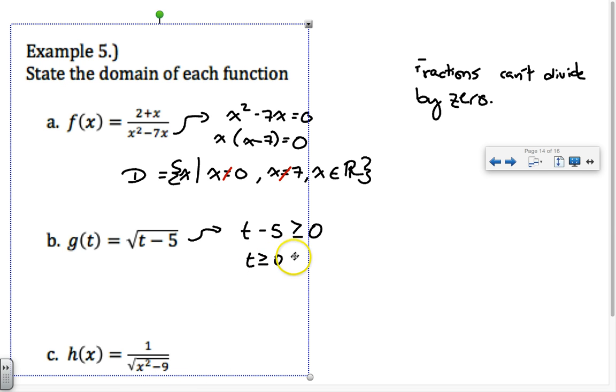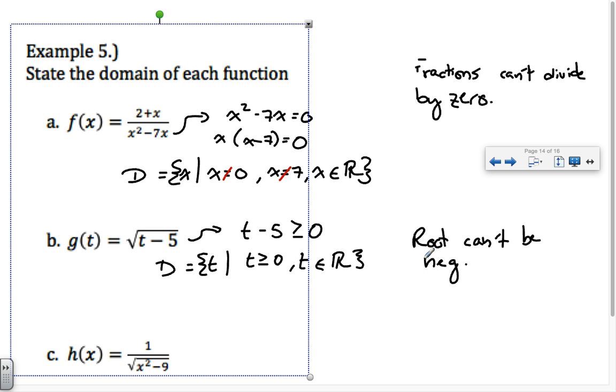And so then you can write it in set builder notation. I can say, okay, the domain of this function is the set t such that t has to be greater than or equal to 0. And since we're also dealing with real numbers, we're just going to keep assigning it to the real number system. So what we want to avoid is that roots can't be negative. Can't be negative at all.